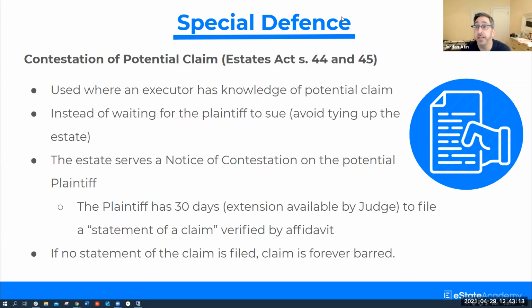Right. Basically, you all of a sudden put the onus on the potential claimant, saying, look, if you've got a claim, you better bring it because I'm ready to distribute this estate. And that's why it's a special tool. In fact, the potential defendant, the estate, starts the litigation in essence.